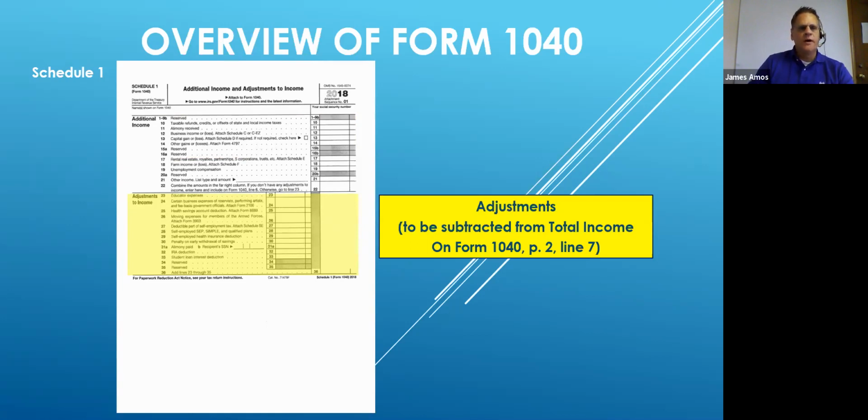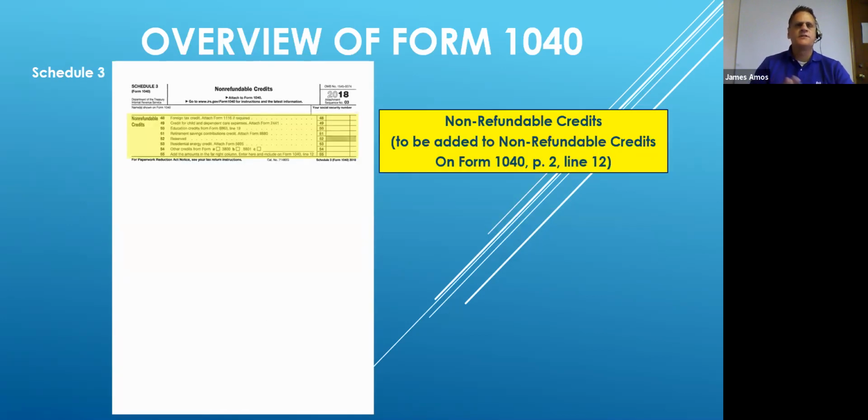So that's Schedule 1. Now let's look at Schedule 3. Notice I skipped over Schedule 2. Schedule 2 is really short like this one is, and it just adds a few extra special taxes that get added in. We're not going to deal with that right now. It's not important for your understanding how the Form 1040 goes together. I just want to focus on the ones that matter right now to us.